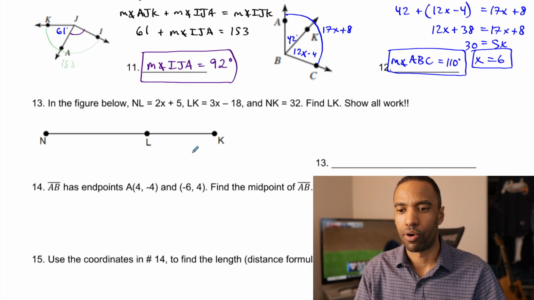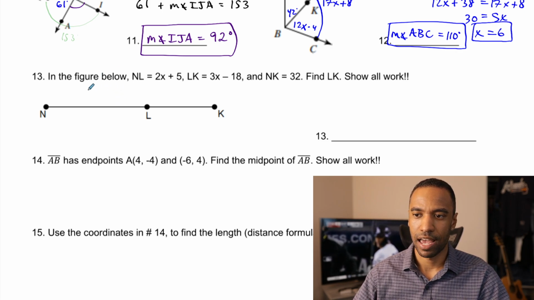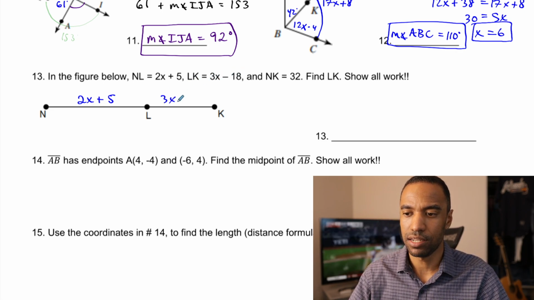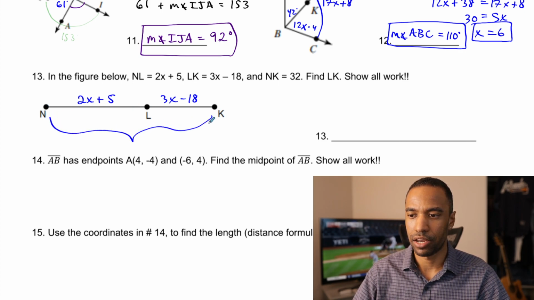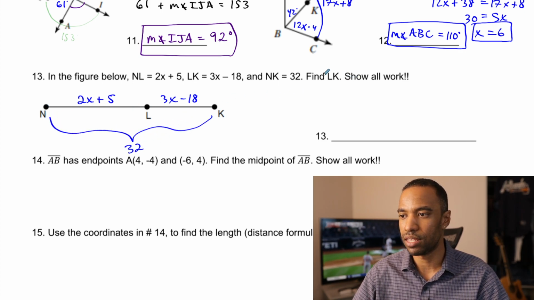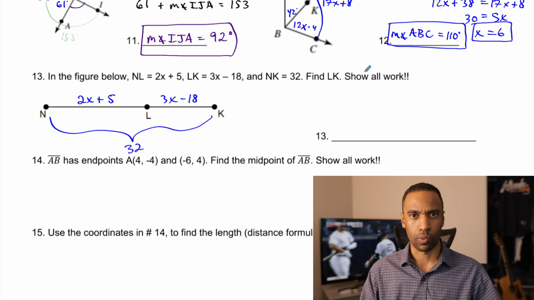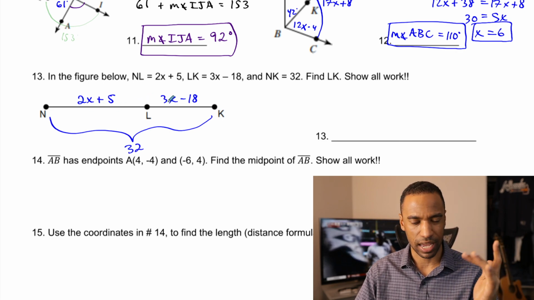Okay, let's move forward. Number 13. In the figure below, the length of NL is 2x plus 5. Oh, you know I like my labels in my drawings. And the length of LK is 3x minus 18. Good to go there. And NK, the entire thing here, is 32 units in length. Find LK, show all work. Very similar to number 12, guys, only now instead of angles we have segments. Arguably the easier one to look at.